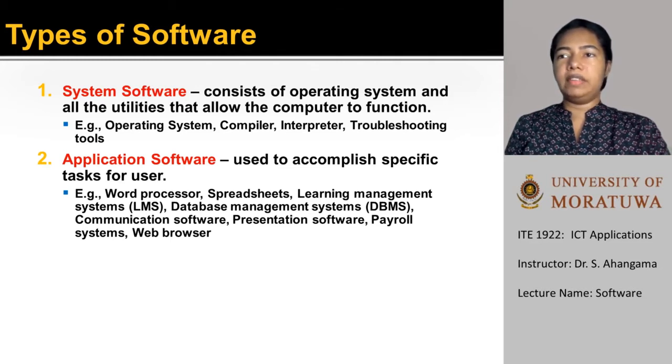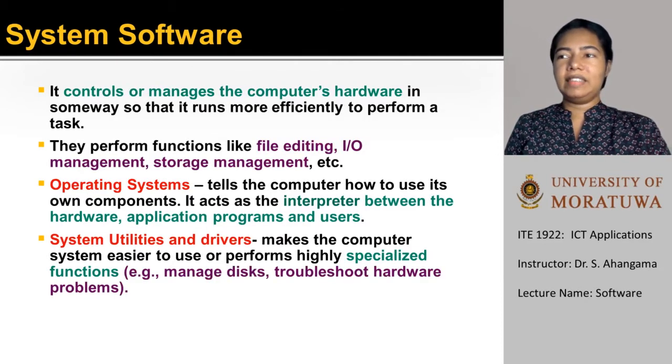Let's talk about system software in detail. System software is any program that controls the computer's hardware or that can be used to maintain the computer in some way so that it runs more efficiently. They perform functionalities like file editing, input-output management, and storage management.